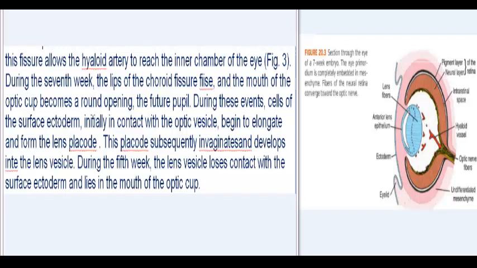During these events, cells of the surface ectoderm, initially in contact with the optic vesicle, begin to elongate and form the lens placode. This placode subsequently invaginates and develops into the lens vesicle. During the 5th week, the lens vesicle loses contact with the surface ectoderm and lies in the mouth of the optic cup.